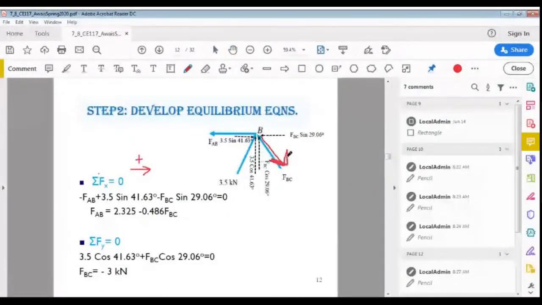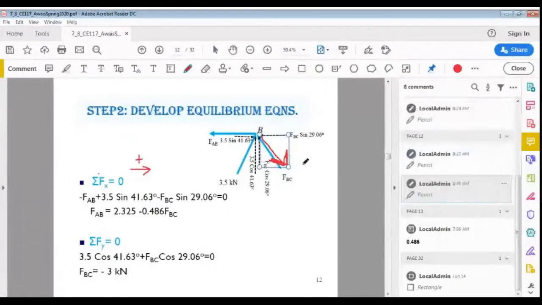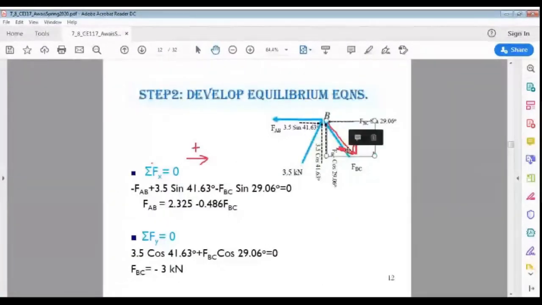Okay. But do not change the direction of the force, otherwise you will get confused and you may make mistakes during your calculation. So what you have to do is, do not change the direction if you get a negative sign, but keep the negative sign in the rest of the calculation.